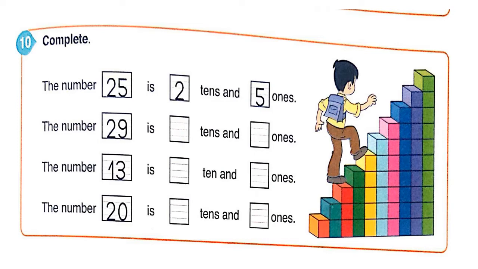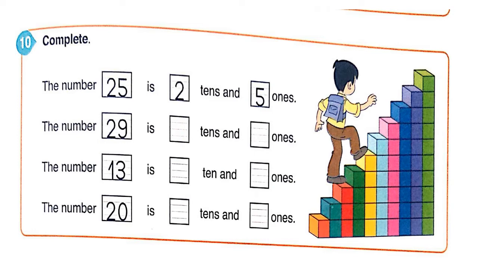Complete. The number 25 is formed from 2 tens and 5 ones. If we look at 25, any number that is formed from 2 digits, the digit to the left represents the tens and the digit to the right represents the ones. So 25 is formed from 2 tens because 2 is written at the left of the number 25, and 5 ones because 5 is written to the right of the number 25.